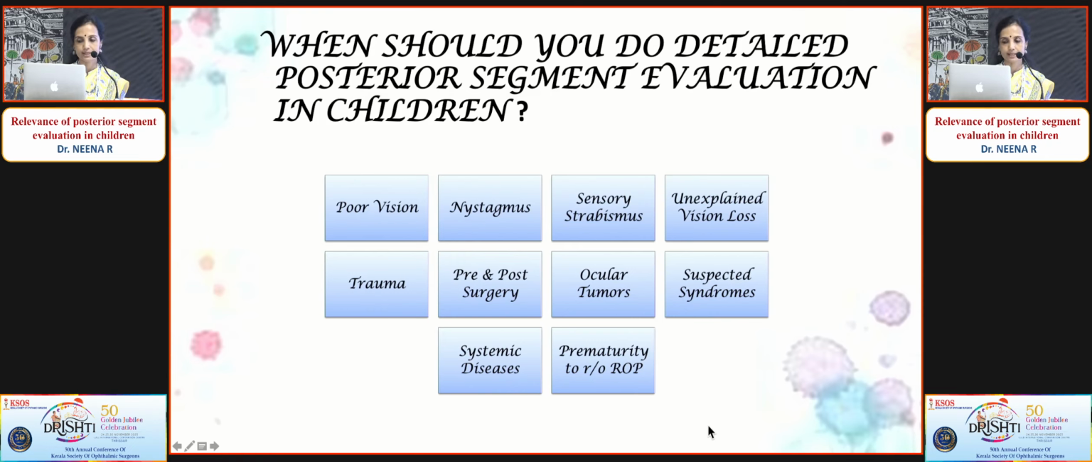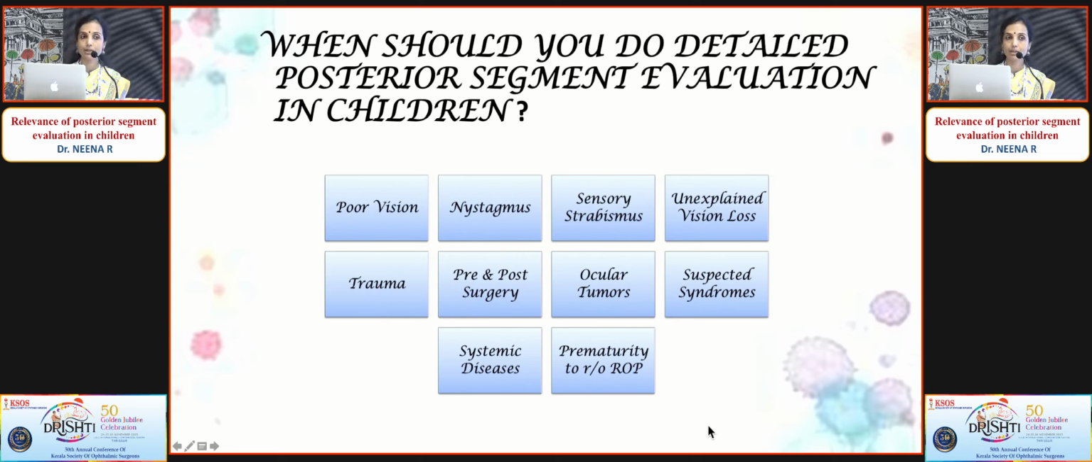And which are those? Definitely in premature babies, when you're looking at ROP. I'm not going into detail because I think there is an entire session on ROP in KSOS, but prematurity does remain the first condition. Then any child with an unexplained vision loss, you must do a detailed examination. Any child with poor vision which you cannot explain, with nystagmus, with sensory strabismus, trauma, definitely you should do a dilated detailed examination, pre and post surgery, especially a cataract surgery patient.